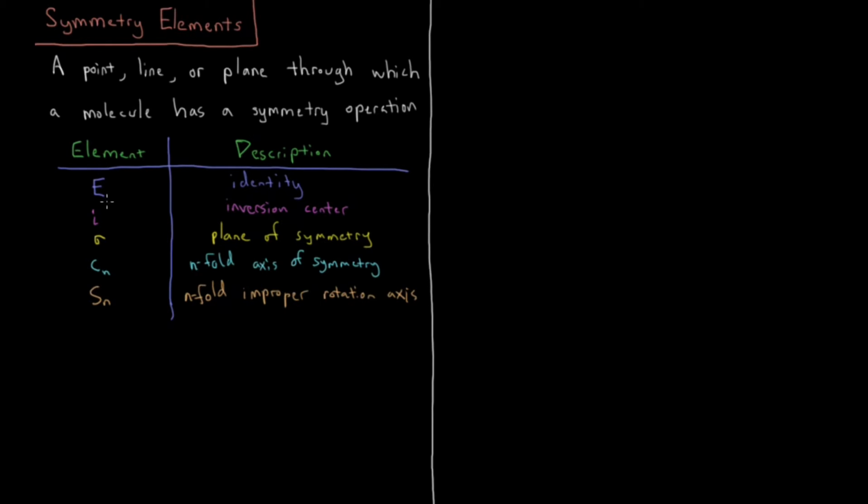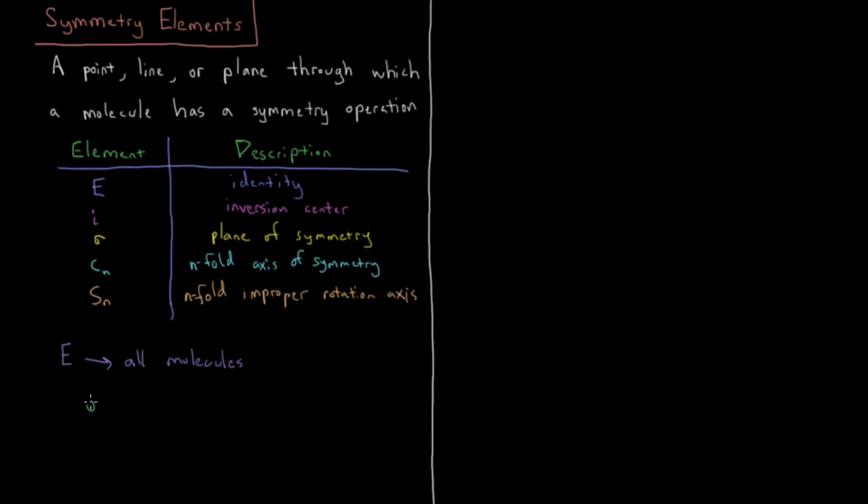Okay, so as I've been saying, the symmetry element E is present in all molecules. It's present in all objects. It is the identity. You cannot escape it. It is always there.